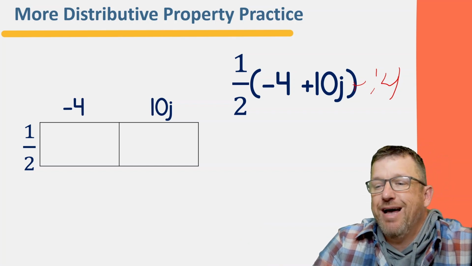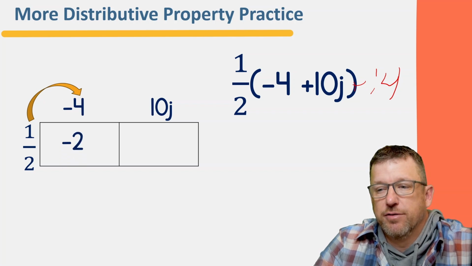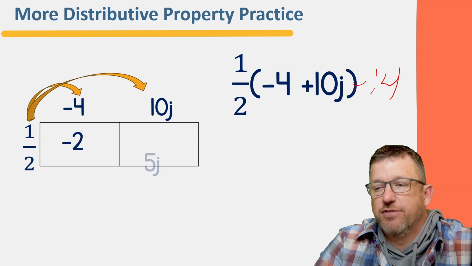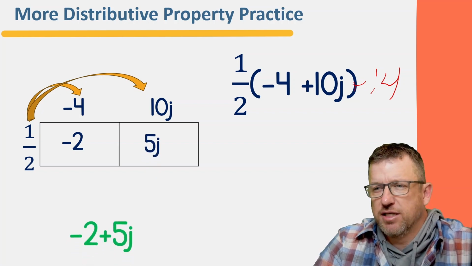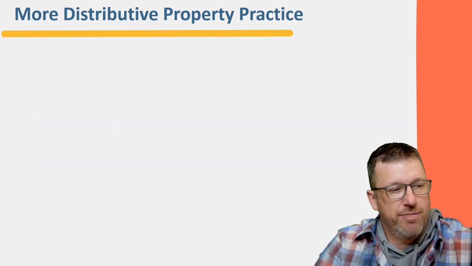All right, so what's 1/2 times negative 4, or what's 1/2 of negative 4? That would be negative 2. And what's 1/2 of 10j? That would be 5j. Okay, so then we just bring that down. Negative 2 plus 5j is our answer. And there you have the distributive property through modeling.